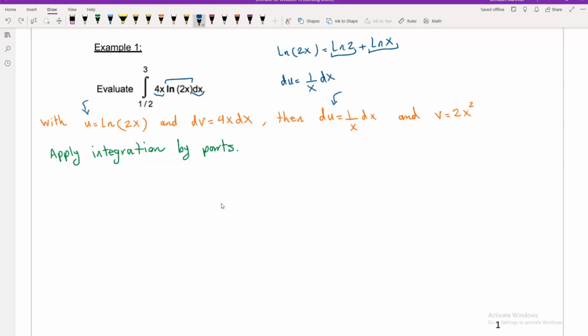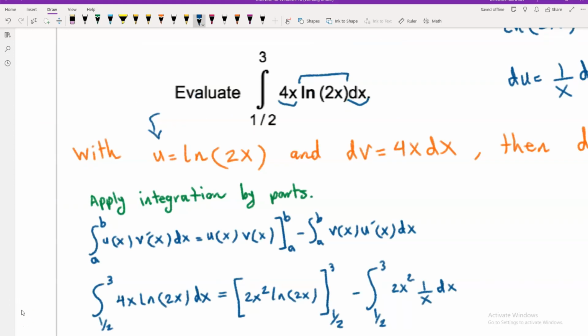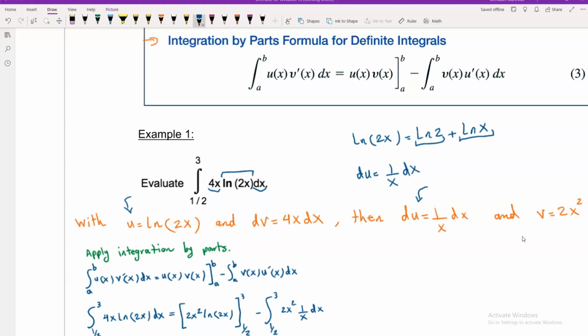Apply integration by parts. So we have the integral from 1/2 to 3 of 4x ln 2x times dx. This is equal to, we should multiply u times v. So u is ln 2x and v is 2x squared. So we have 2x squared ln 2x from 1/2 to 3 minus integral of v(x) times u'(x). v(x) is 2x squared, and u' or du is equal to 1/x times dx.